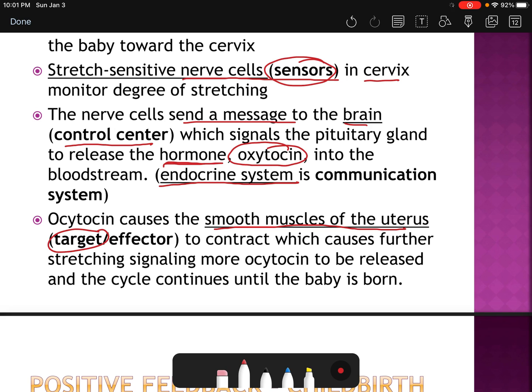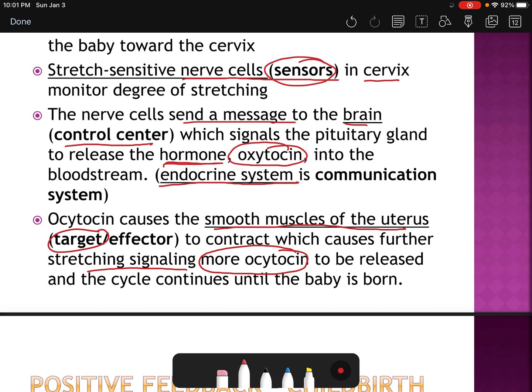And as that contraction occurs, it causes further stretching signaling, so more oxytocin is released. And as more oxytocin is released, it causes more contractions of the uterus to occur, which causes more oxytocin to be released, which causes more contractions to occur until it's one on top of the other.